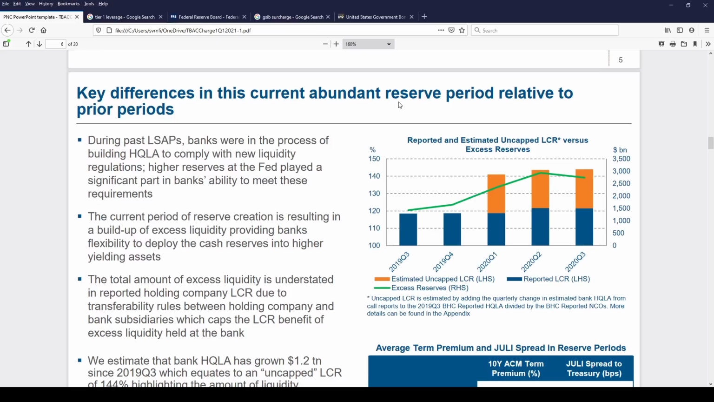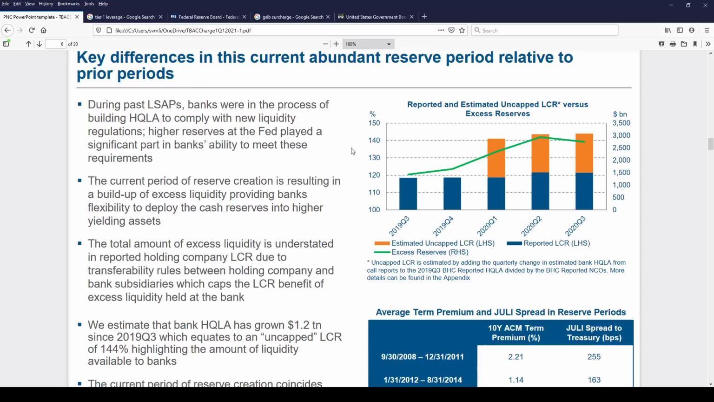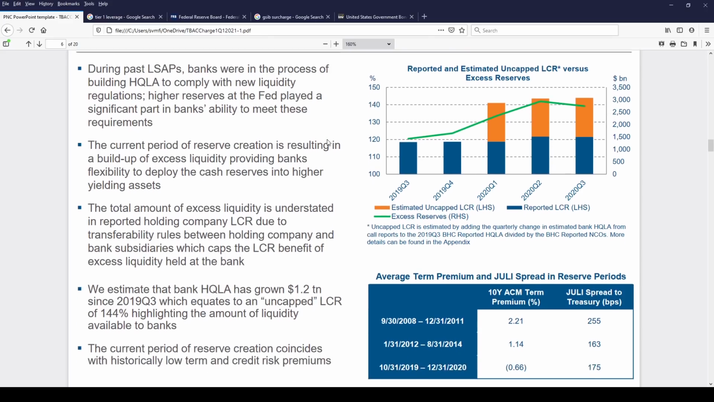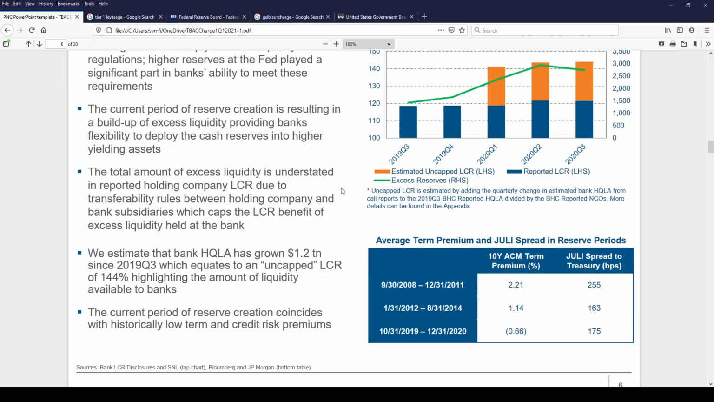Now, key differences in this current abundant reserve period relative to prior periods. So let's see how this is compared to the past. During past LSAPs, banks were in the process of building HQLA, so high-quality liquid assets, to comply with new liquidity regulations. Higher reserves at the Fed played a significant part in banks' ability to meet these requirements. The current period of reserve creation is resulting in a buildup of excess liquidity, providing banks flexibility to deploy the cash reserves into higher yielding assets. So translation, buy treasury securities, buy mortgage-backed securities, which is what we've been seeing.